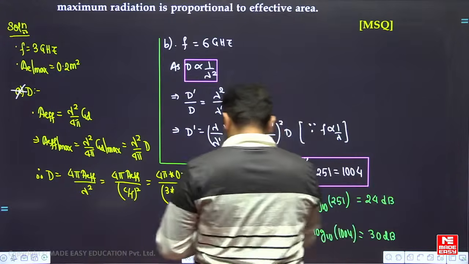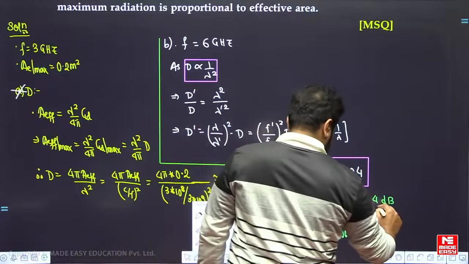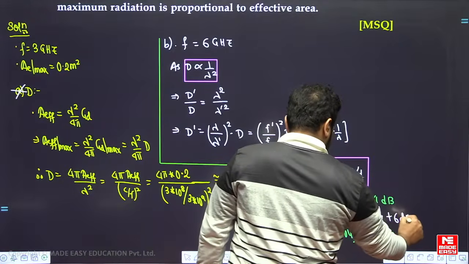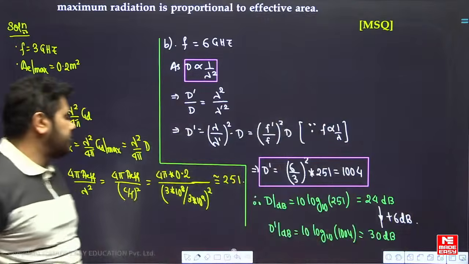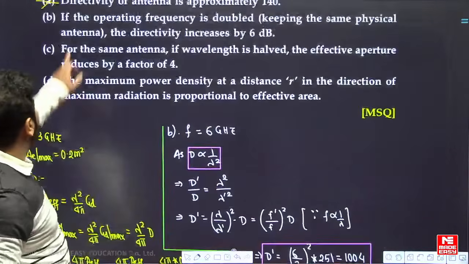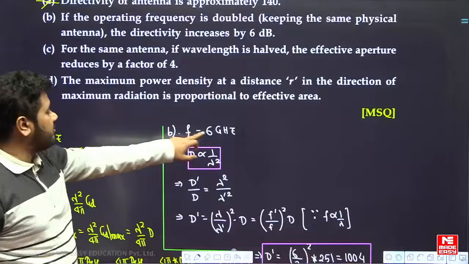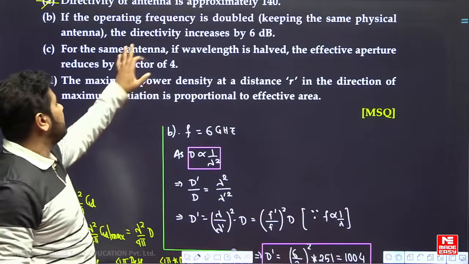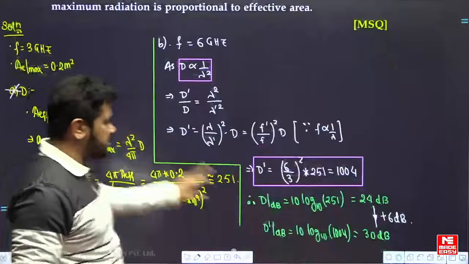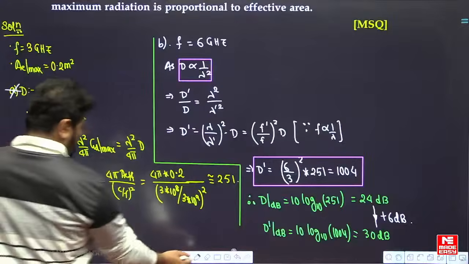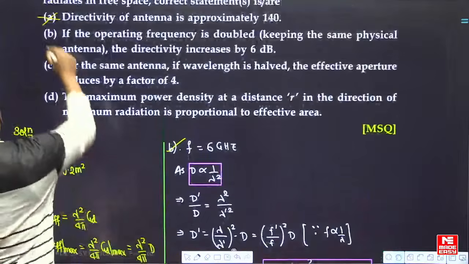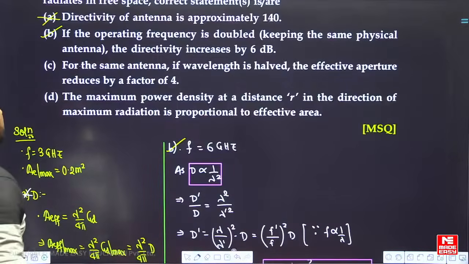right. So what is the increment? Increment of plus 6 dB, right. So that means, what was the question? If the operating frequency is doubled, so I have doubled the frequency keeping the same physical antenna, that means antenna has not been changed, the directivity increases by 6 dB, yes, plus 6 dB, it is correct. So option B is absolutely correct. Option B is correct. So A is wrong, B is correct.